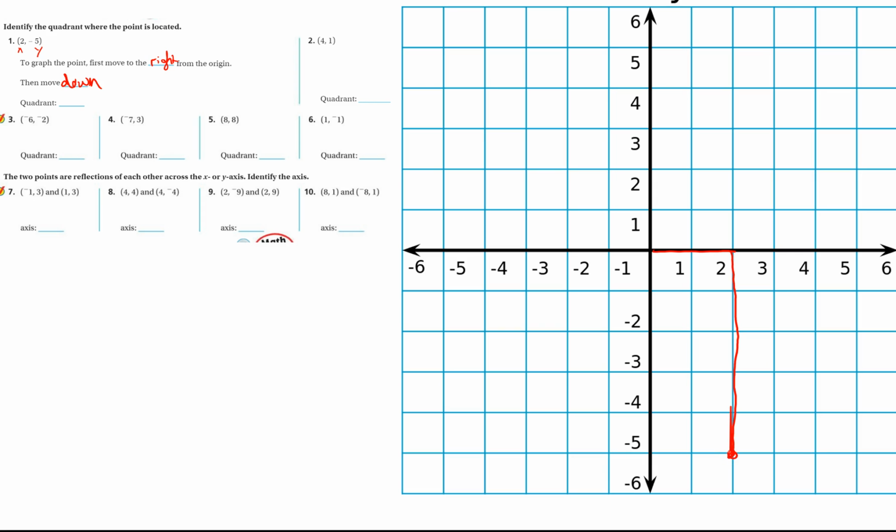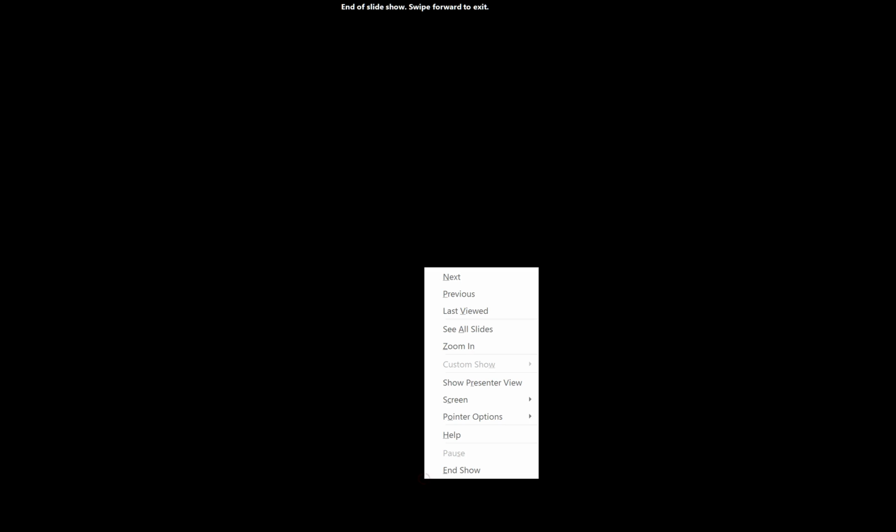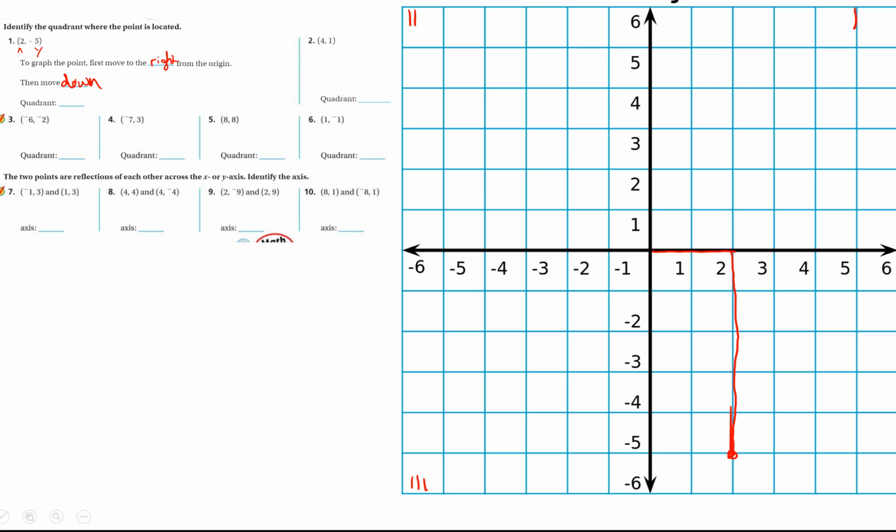Okay, and remember our quadrants are quadrant 1, quadrant 2, quadrant 3, and quadrant 4. So this is in quadrant 4. All right, so -6, -2.